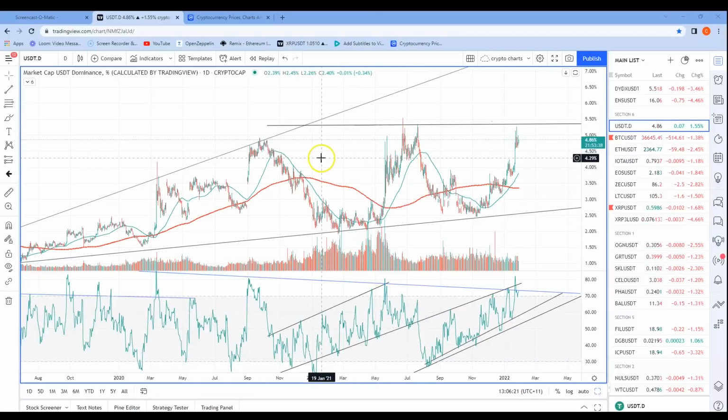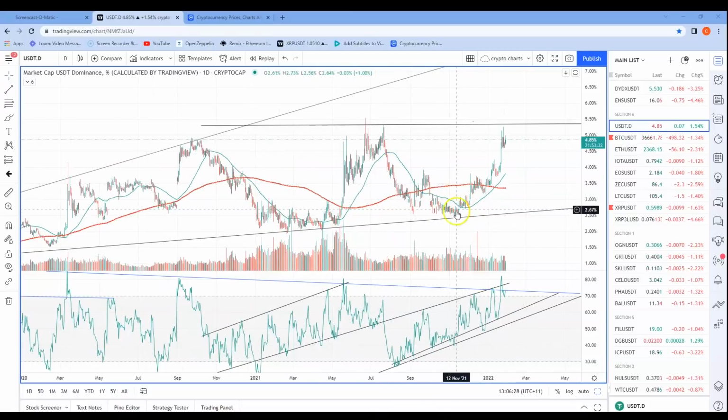So this is the USD Tether dominance chart on daily. This was the spot where I exited my trading bag. As you guys know, I've got a trading bag and I've got a holding bag, which I've got for longer term holding. But the trading bag, I just get in, get out when I see potential trend reversal.